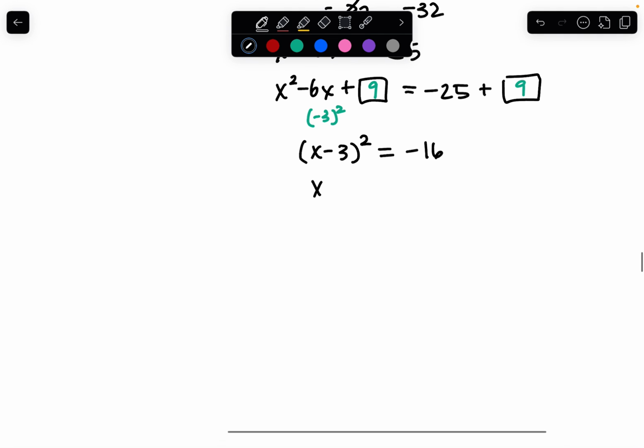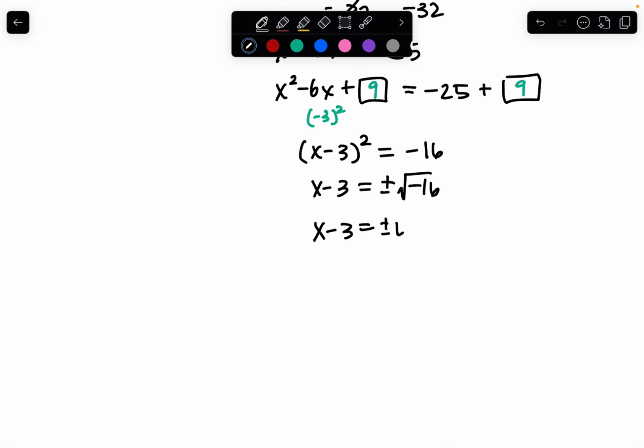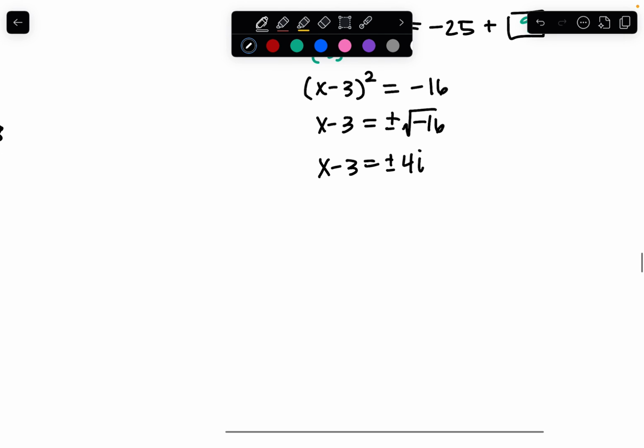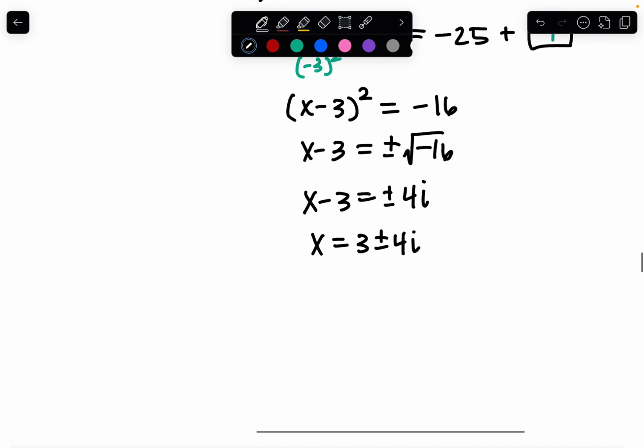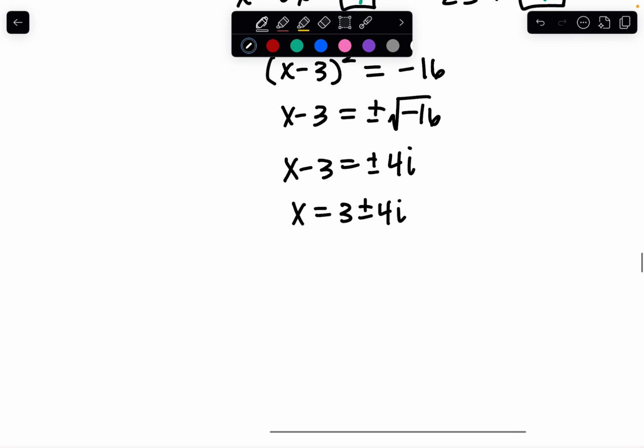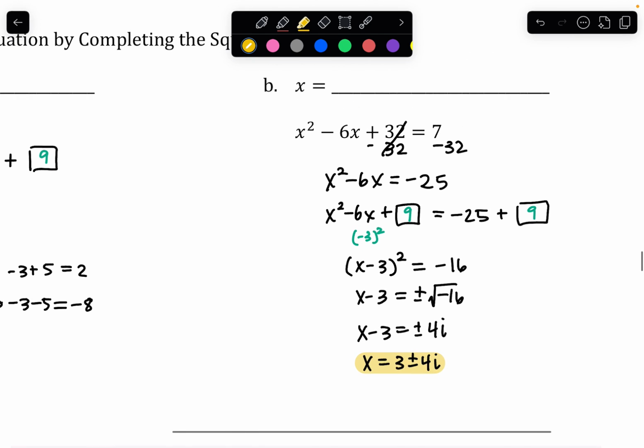And then our square root property. This means our answer is going to be imaginary. Square root of negative 16 is 4i. And then we just need to move our 3 to the other side. And we're not going to be able to break it into our cases because this is an imaginary unit. So this would just be our final answer.